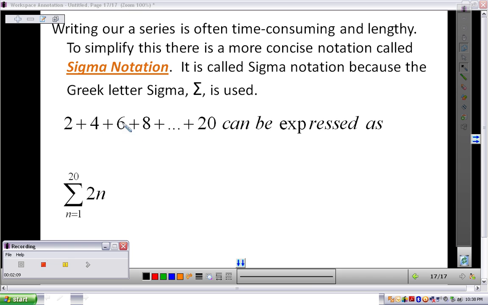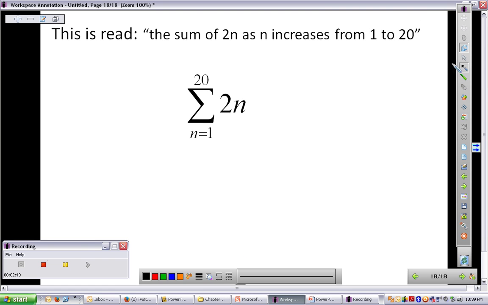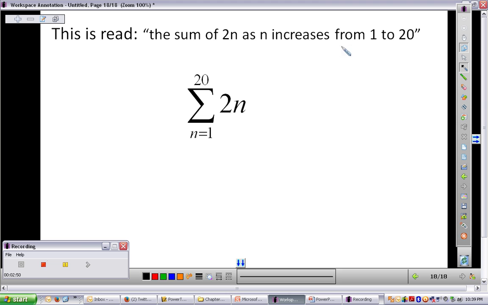So this series right here, 2 plus 4 plus 6 plus 8, I guess it's not really a backwards E, it's just a funky looking E, I guess we'll call it. But this series can be expressed like this right here. I have the 20 on top of sigma, n equals 1 on the bottom, all to 2n. So this will be read as: the sum of 2n as n increases from 1 to 20.